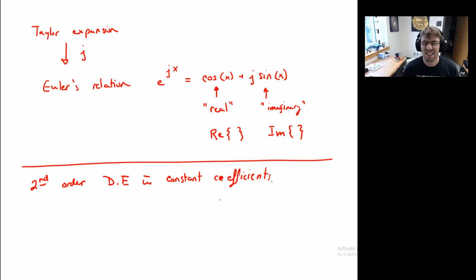And technically, I guess this approach could be used for not only second order, but higher order equations. So as long as they have constant coefficients, this should be applicable to even higher orders. It's just that it's most useful for these second orders, as you will see in a moment. So let's get at it.